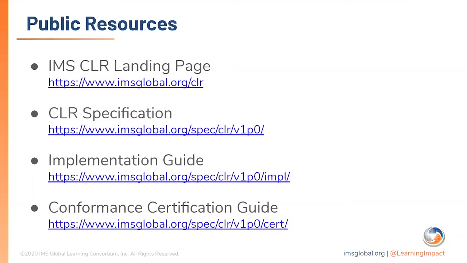The main documents on the landing page that I'd like you to look at are the CLR specification, which goes through both the data model and the REST API binding. The implementation guide, which is full of helpful information on how to implement the various parts of the standard for specific circumstances. And the conformance certification guide. Once you have a product that's working, we'd really like it if you had that product certified, and we could share that certification with the rest of the world.